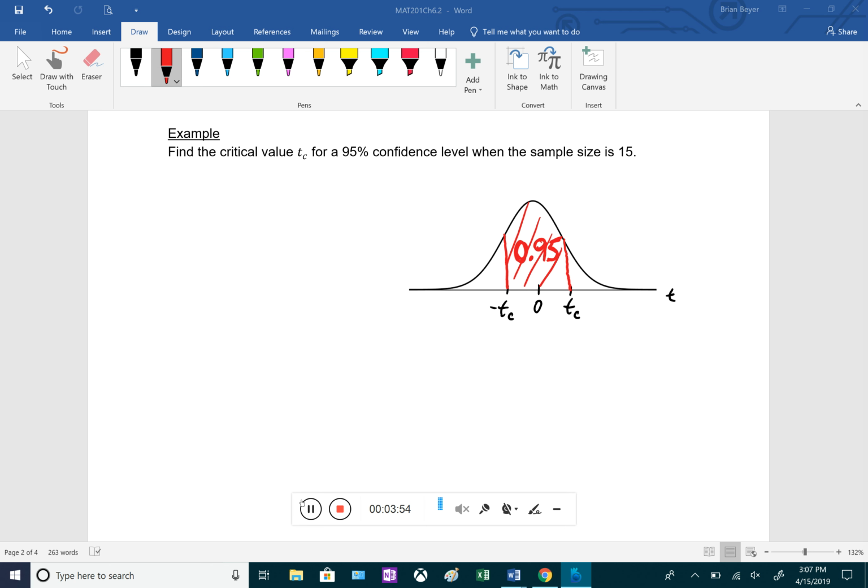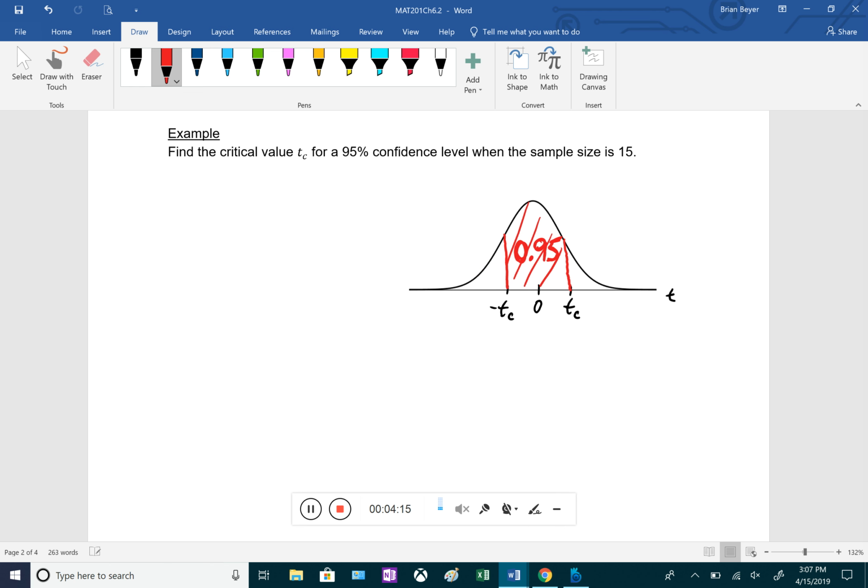So before, when we were doing it with the z-distribution, we would say 5% of the area has to fall within these two spots combined. So we would say that's 0.025 for 2.5% over here. We would look that up in the table and find the z-score that corresponds to it. It was kind of a pain in the butt.